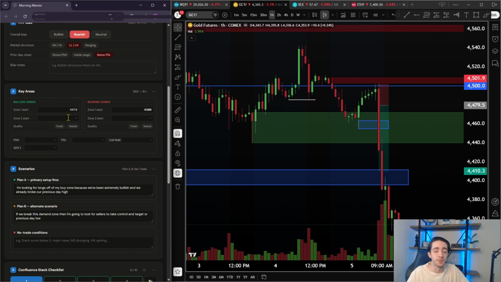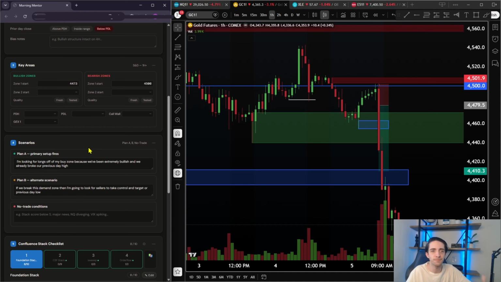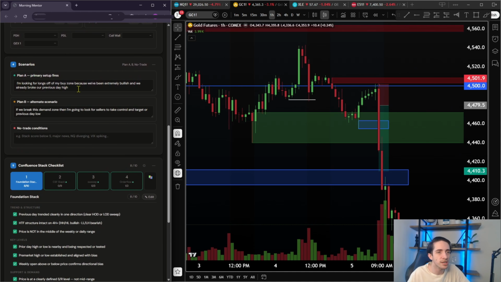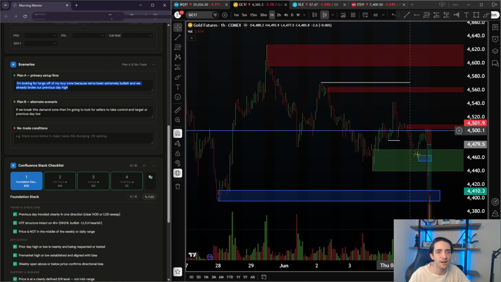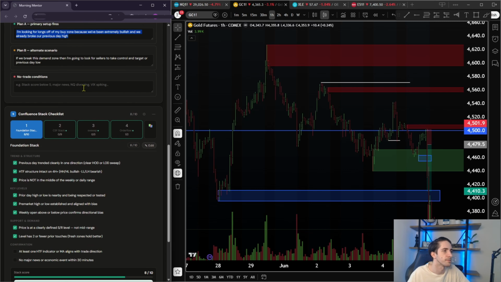And you could add multiple zones, right? Right now we'll just do the two. Previous day high, previous day low, call wall, gamma level, maybe you have a put wall, whatever the case is, just key levels, something to keep you going. Scenarios, what am I looking for today? Today I'm looking for shorts on gold because I see we're still very bearish and we have been struggling to move any higher from here. Each time buyers brought us higher, they got faded. So my trade scenario plan A is going to be shorts with momentum.